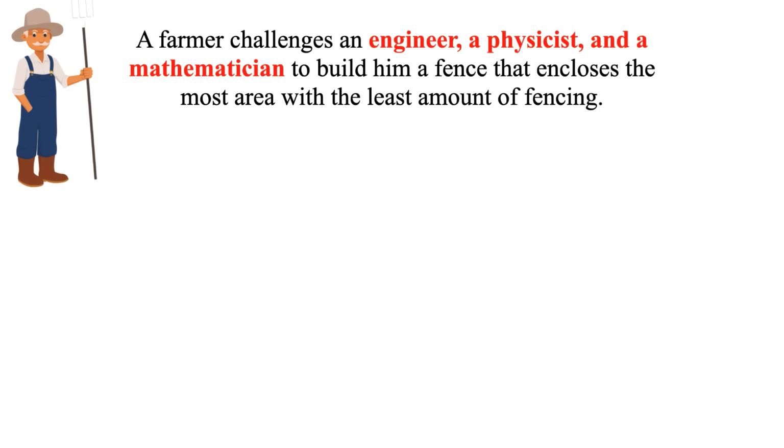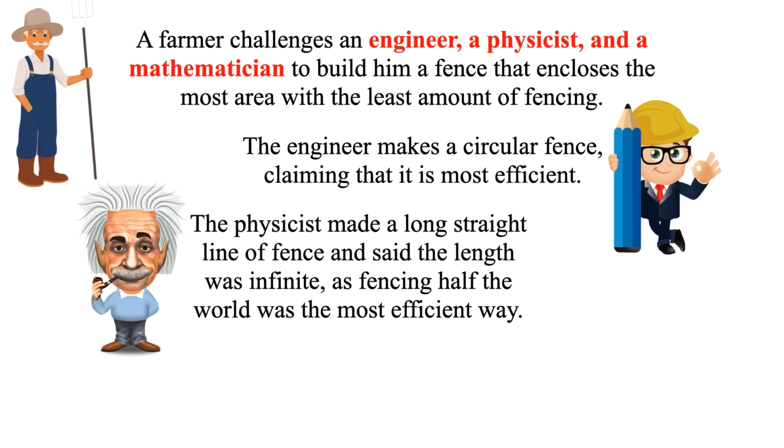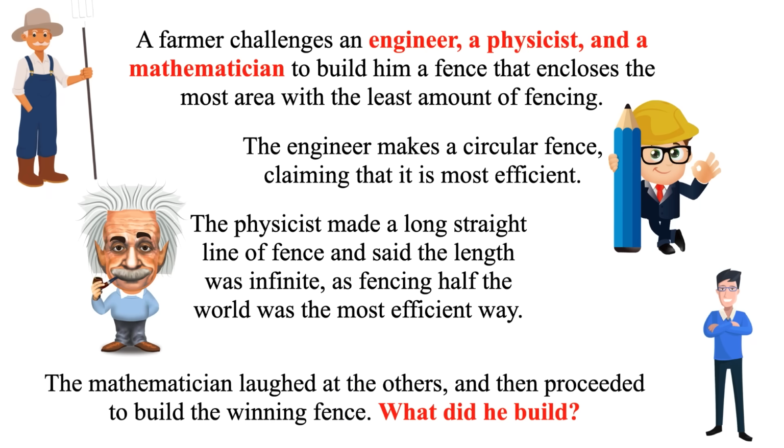A farmer challenges an engineer, a physicist, and a mathematician to build him a fence that encloses the most area with the least amount of fencing. The engineer makes a circular fence, claiming that it is most efficient. The physicist made a long straight line of fence and said the length was infinite, as fencing off the world was the most efficient way. The mathematician laughed at the others and then proceeded to build the winning fence. What did he build?